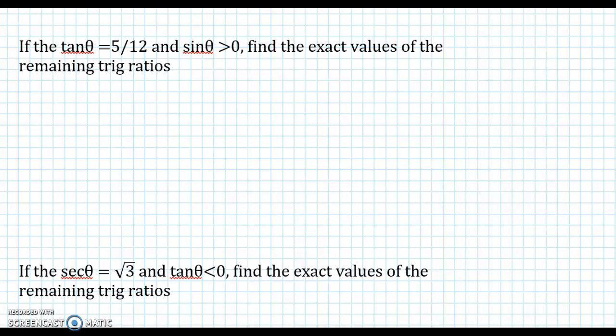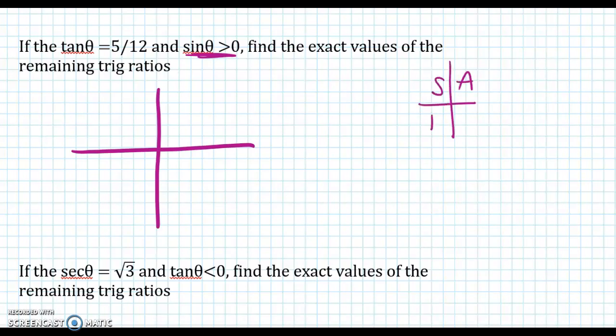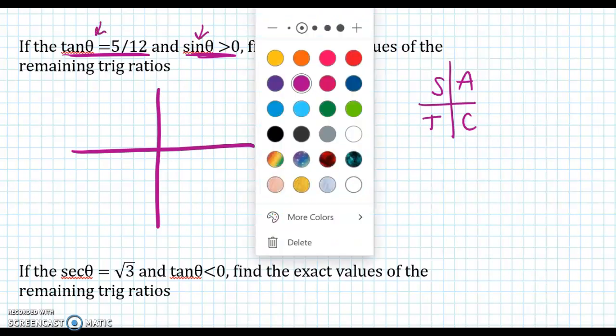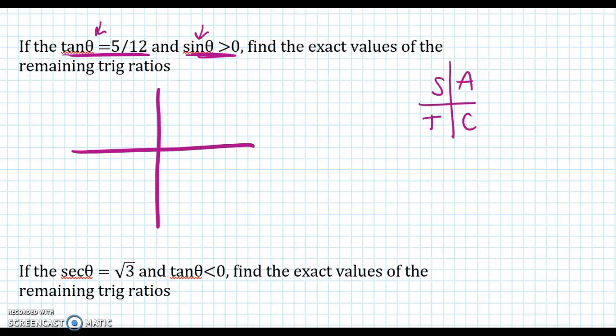So let's draw a picture. And now we have to figure out what quadrant we're in. So it tells me that the sine is positive. So let's keep in mind all students take calculus. It tells me the sine is positive. And then just thinking about the numbers here, the tangent here is also positive. So the quadrant in which the sine and the tangent is positive would be the first quadrant.